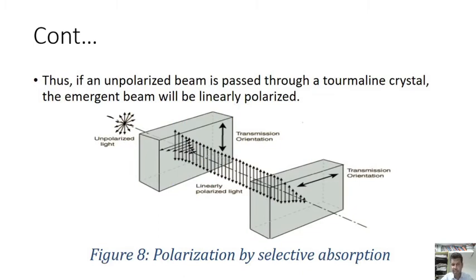Unpolarized light radiation is incident on a transmission orientation. Then the light comes out as partially polarized light. Through another transmission, we get a selected polarization by selective absorption. Thus, if an unpolarized beam is passed through a tourmaline crystal, the emergent beam will be linearly polarized.